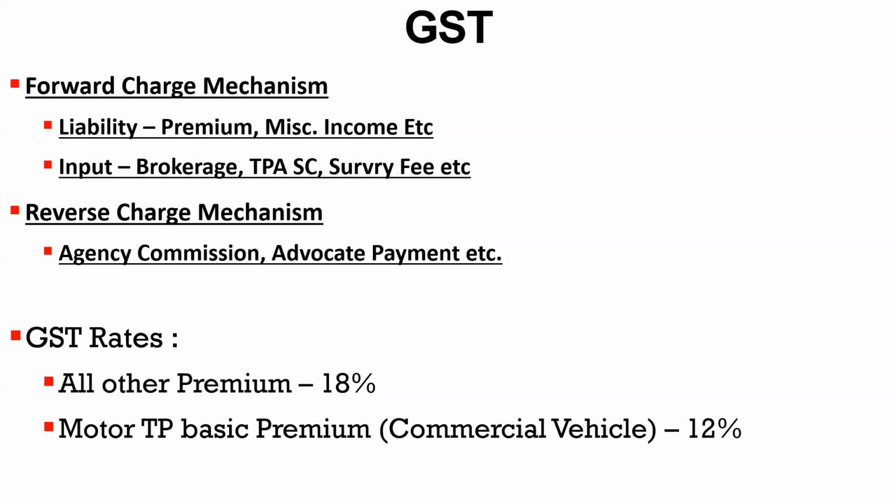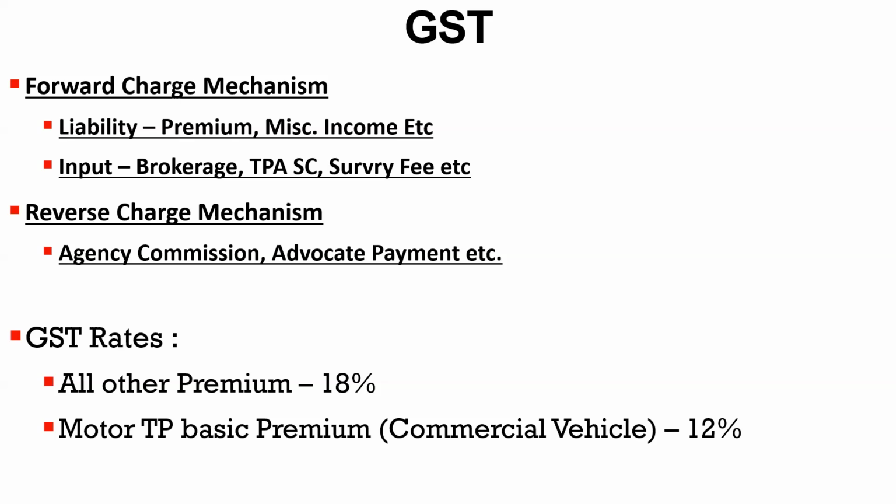Against the liability, whether it's a reverse charge mechanism liability or forward charge, we can use the input services which we are consuming or on which we are paying tax. Suppose brokerage, TPA, survey fees, motor OD claims, where we are paying amount including GST, that we can use as input against our outward liability, whether it is a forward charge mechanism or reverse charge mechanism. Okay.